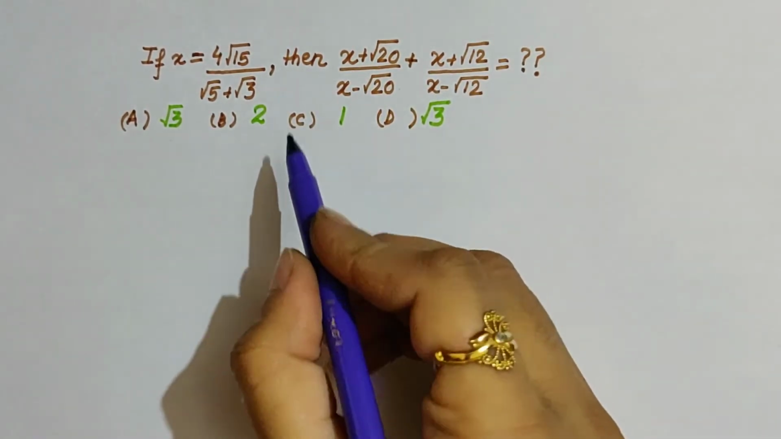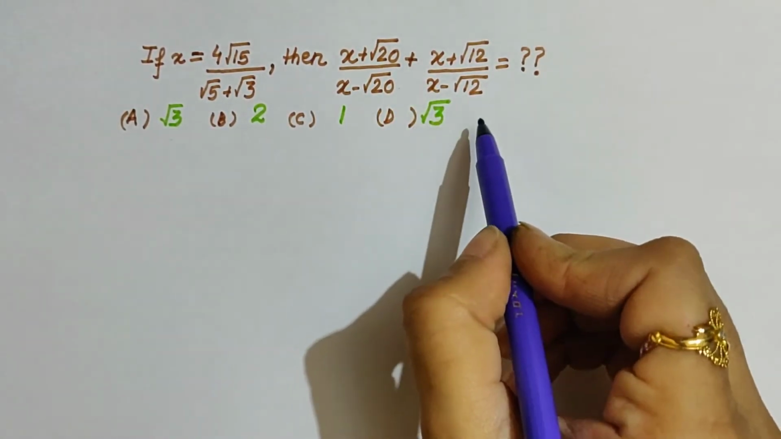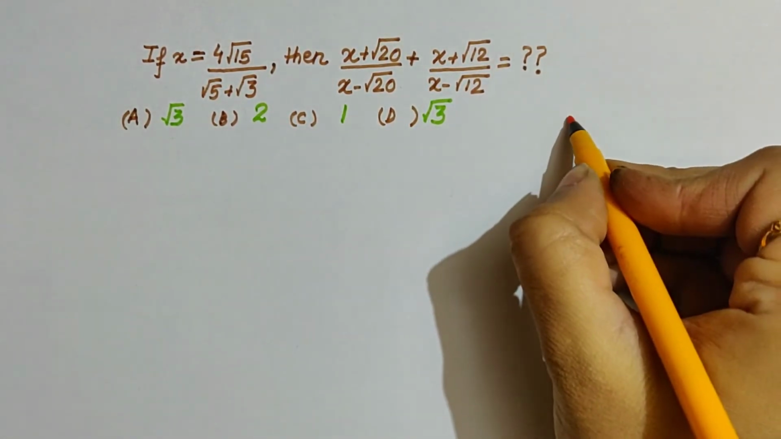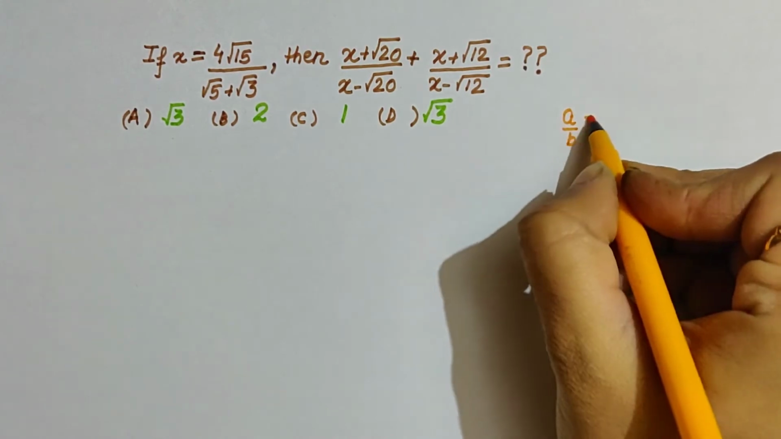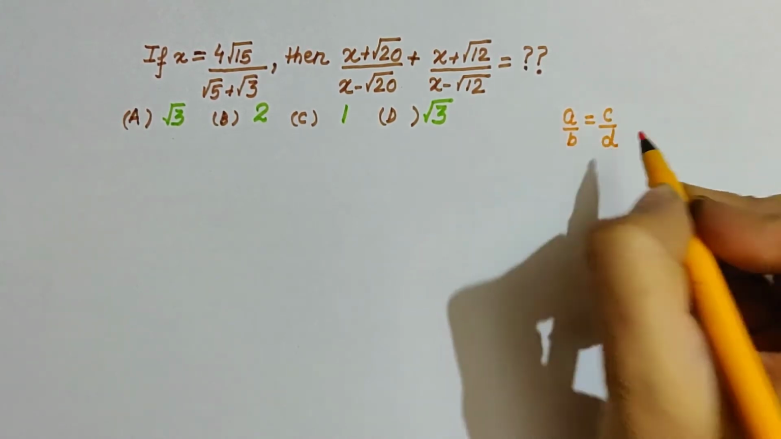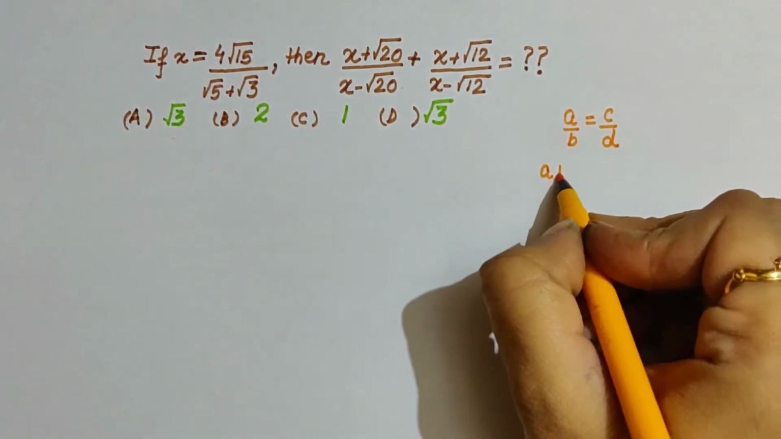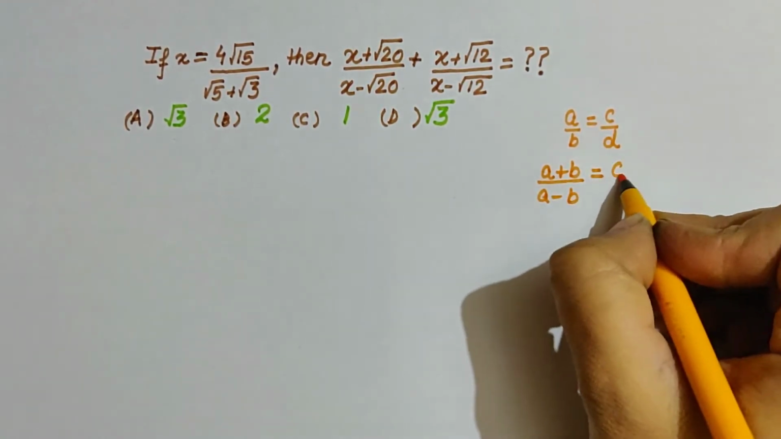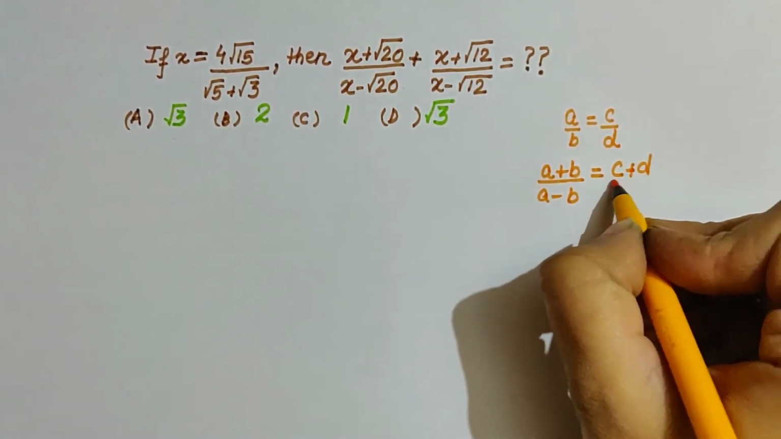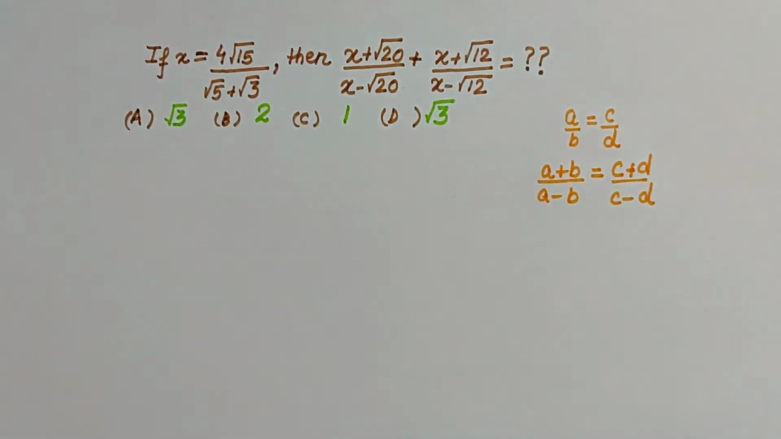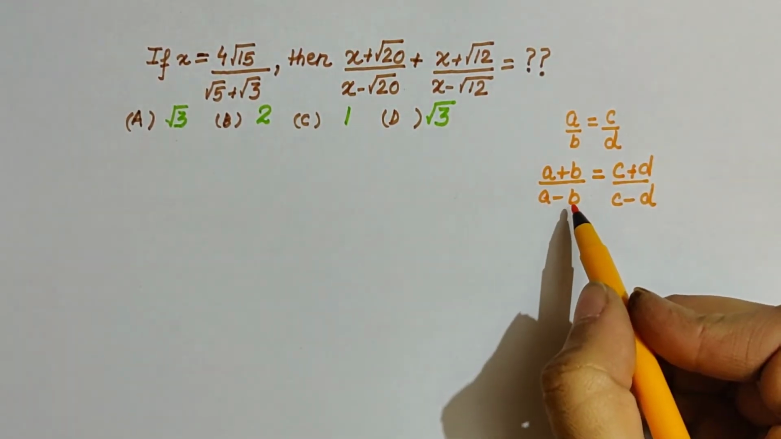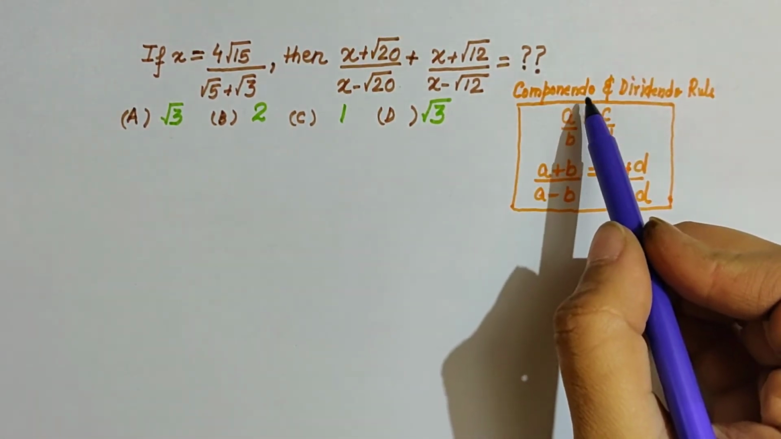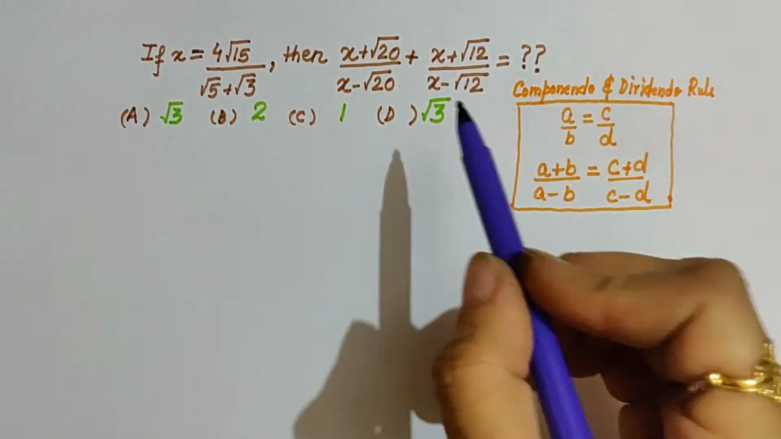So before taking up this question, let me tell you a simple rule of proportion. Say there are two ratios that are equal to each other, right? Then A plus B divided by A minus B will always be equal to the same expression in the other ratio. This rule is known as the Componendo and Dividendo Rule. We use this rule to simplify most of the problems in algebra.